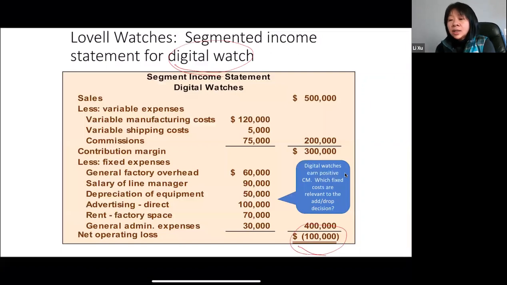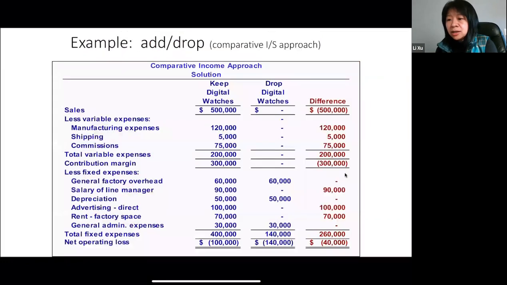Right. So the management is talking to the cost accountant and said, hey, this digital watch we produce, but we are actually not making any money based on the income statement. So should we drop this product from our production process? Okay. How are we going to answer this question? Same method. We can do a pro forma, or we can look at whether we are going to have any cost savings if we actually drop the product?